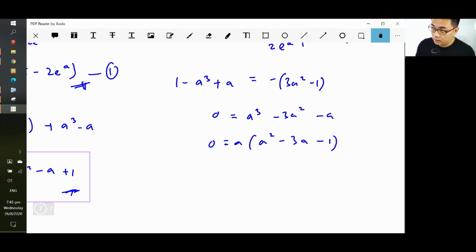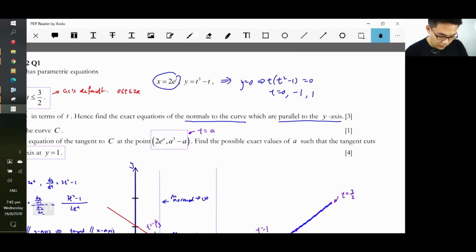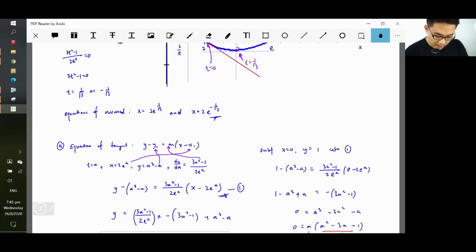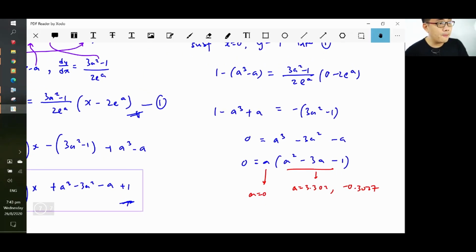Why do you reject the other one? That's a good question. Then I'll come back to that. So this one just use GC. Calculate out first. So a square minus 3a minus 1. That's a good question actually. So from GC you get this is 3.302 and the other one is minus 0.3027. And whereas this a here is 0. Okay, maybe I shouldn't, yeah. You always check back. So check back.